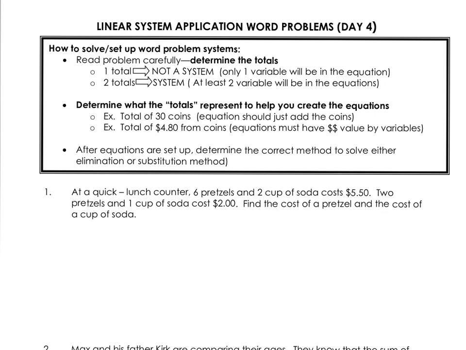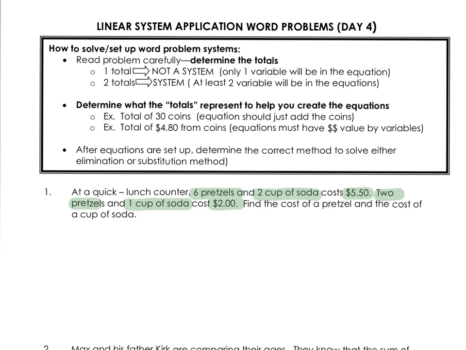Okay, so let's look at the first one together. At a quick lunch counter, 6 pretzels and 2 cups of soda cost $5.50. 2 pretzels and 1 cup of soda costs $2. Find the cost of the pretzel and the cost of a cup of soda.